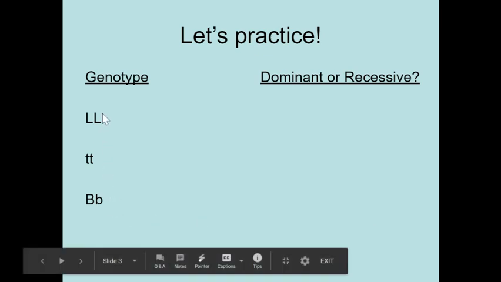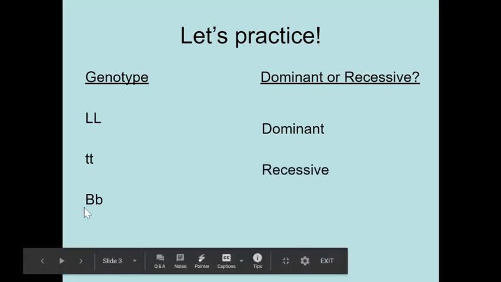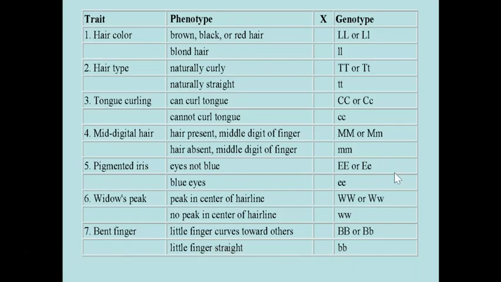Let's look at some examples. If I had two capital L's, would that be a dominant or recessive trait? The genotype being LL, two L's. That would be, of course, a dominant. If I had two little d genotypes, that would be a recessive. But if I have one B and one little b, a dominant and a recessive, then what we would see is only the dominant trait.